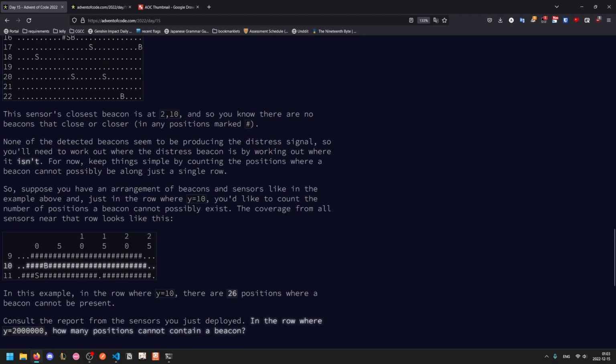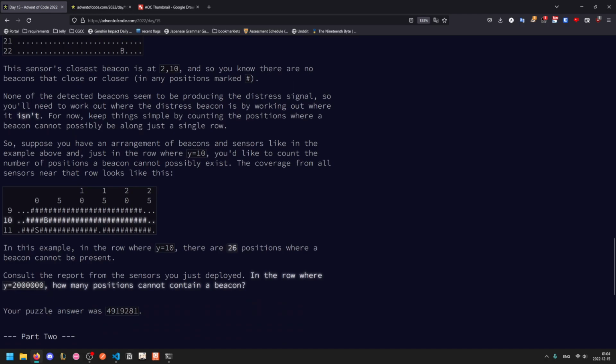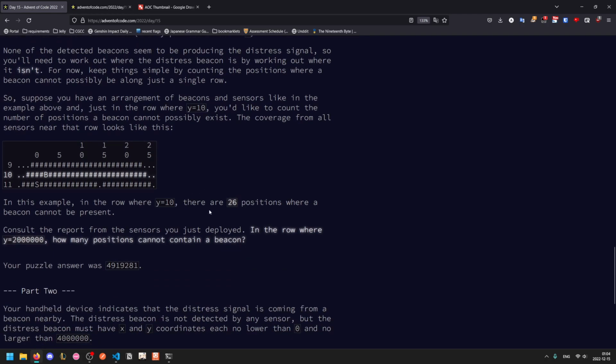So the problem here is that none of the detected beacons are actually producing the distress signal, so we need to deduce where the actual distress beacon is by finding where it isn't. So for now, let's keep things simple. We'll just count along a single row and figure out how many positions the beacon cannot be in along this row. So let's suppose that we have an arrangement of beacons like in the test data. Just looking at y equals 10, these hashes represent all of the positions in which a beacon cannot lie. So in this example with row y equals 10, there are 26 positions. Note that this B here doesn't count as one of these positions. We shouldn't count existing beacons as positions in which beacons cannot be present.